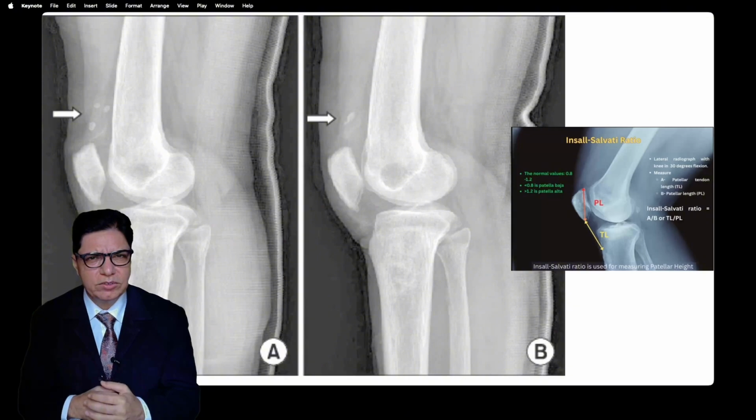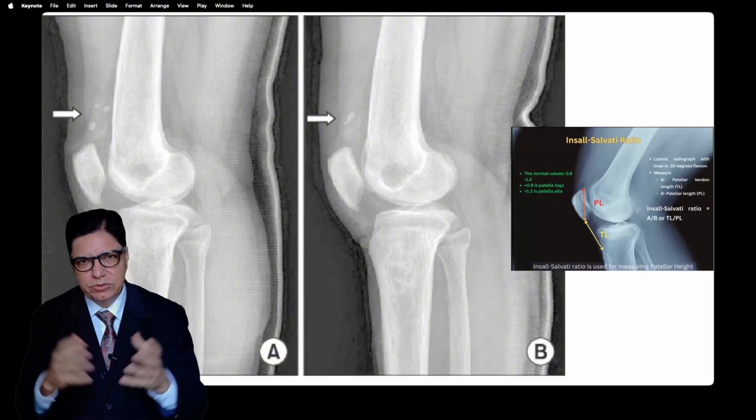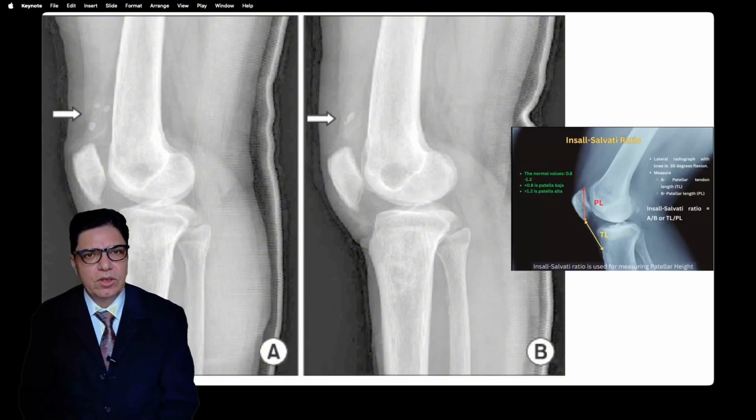So I hope you have learned something from this small lecture. Next time you have got a knee problem in front of you, I hope you can use the Insall Salvati ratio to diagnose Patella Alta and Patella Baja if those are the conditions.